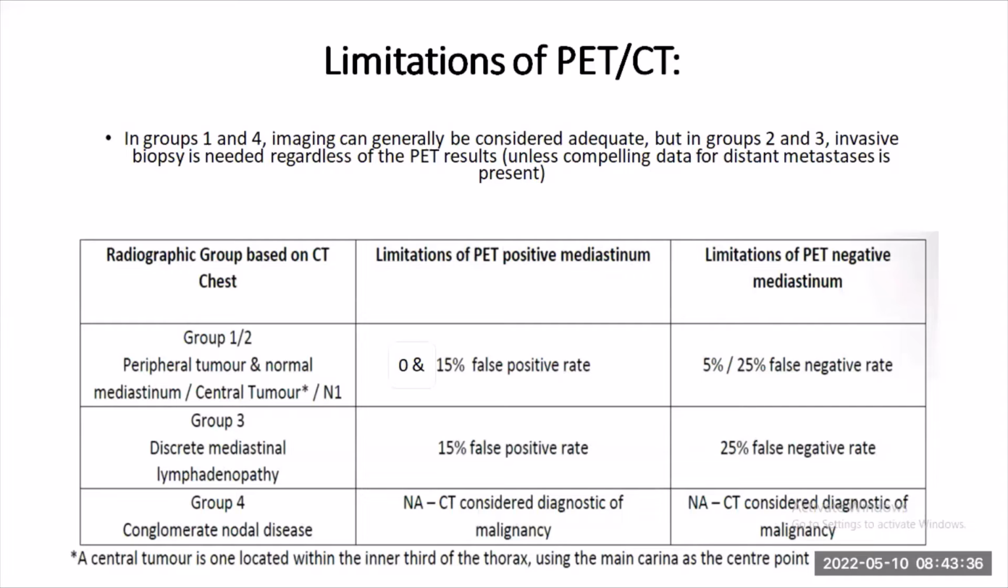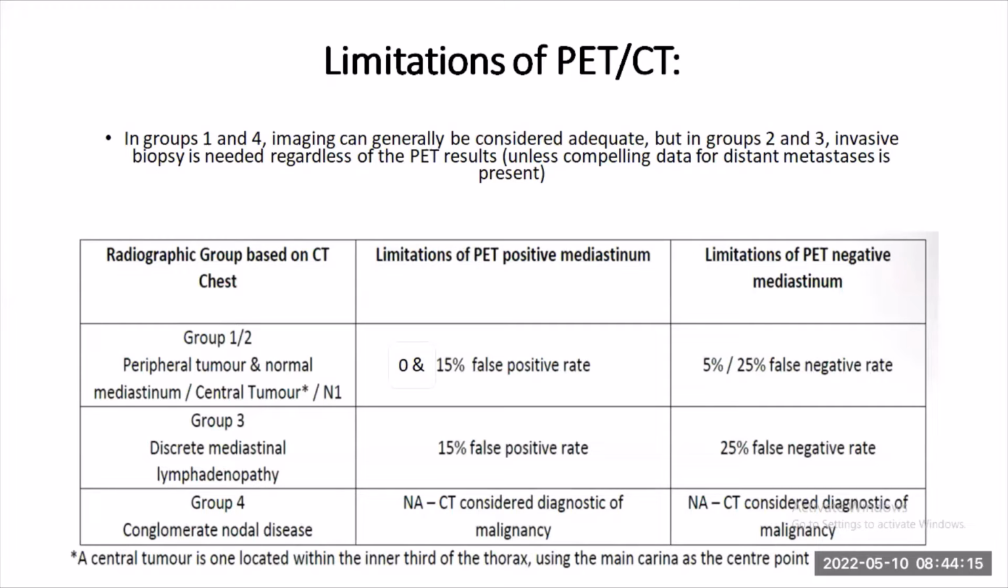What are the limitations of PET? As we discussed previously, with the 4 groups of CT scan, if we see group 1 and do a PET CT, the false positive rate in the mediastinum is 0%, while the false negative mediastinum rate is 5%. For group 2, the false positivity rate would be 15% and the false negativity rate would be 25%. For group 3, it will be 15% false positivity and 25% false negativity again.